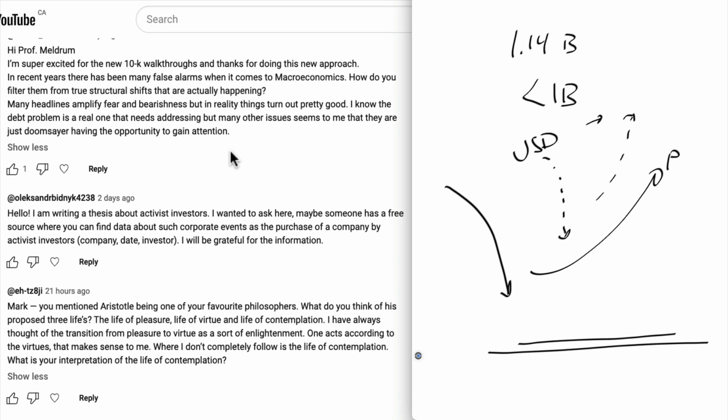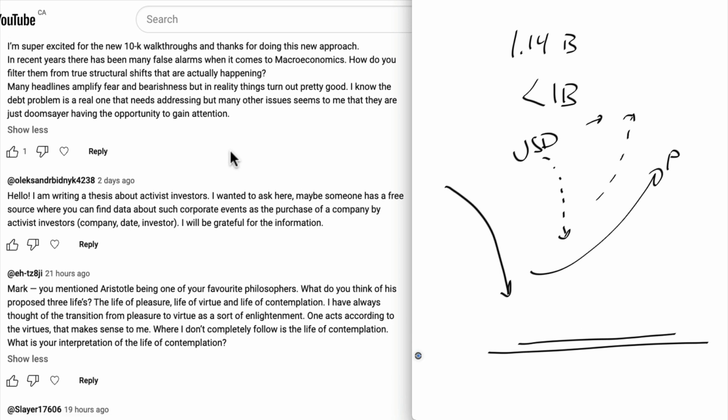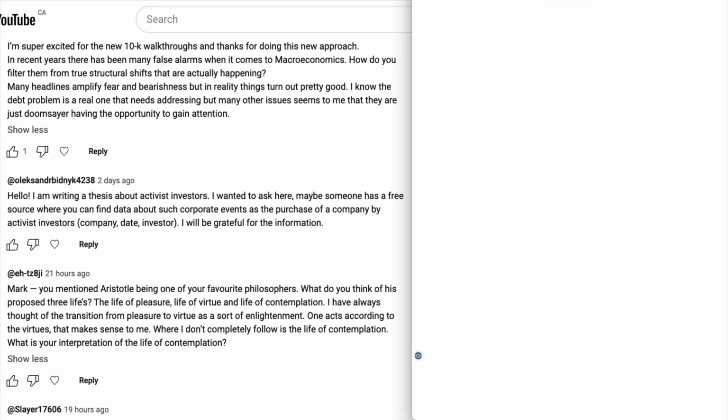I know the debt problem is a real one that needs addressing. Oh yes, but many other issues seem to me that they are just doomsdayers having the opportunity to gain attention. Yeah, well, how do you get headlines? If you stand up and say, I'm with the crowd, no one's going to listen to you. You have to be extremely bullish to the point that somebody says, what the hell are you talking about? Let's get this person on the air. Or you have to be extremely bearish, and they say, what the hell is this person talking about? Let's get him on the air.